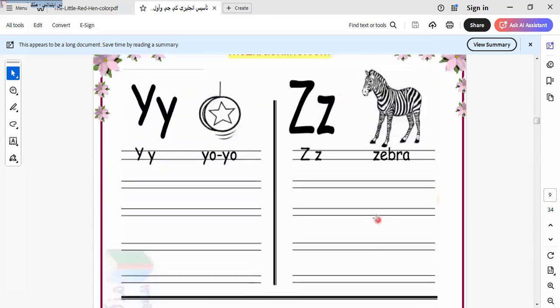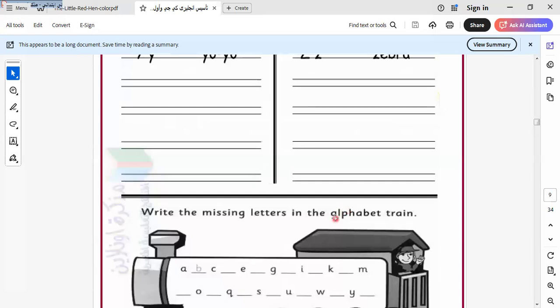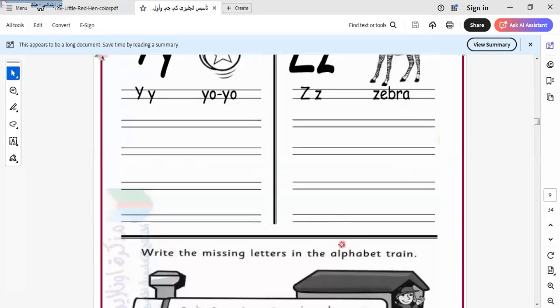By this letter, we end the alphabet. Next class, I will practice this alphabet with exercises.